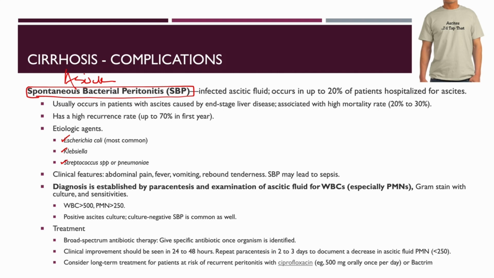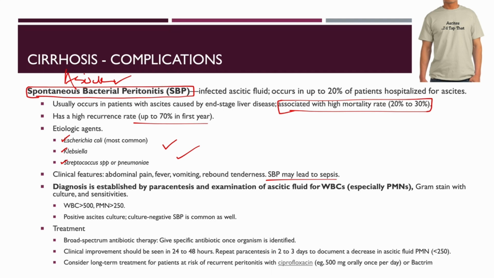We see a high mortality rate, 20 to 30%, in patients that have SBP. Okay. And it does have a high recurrence rate, so these patients can become sick very quickly. Generally, how they present, if you see in a vignette any patient with ascites, with abdominal pain and fever, you should think SBP, okay? And it leads to sepsis and deterioration.